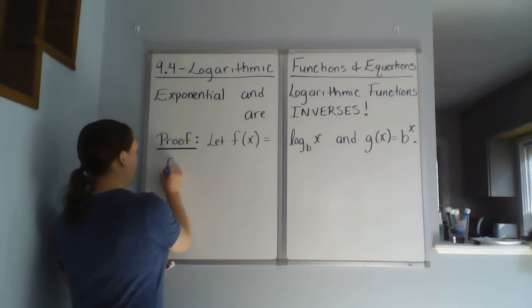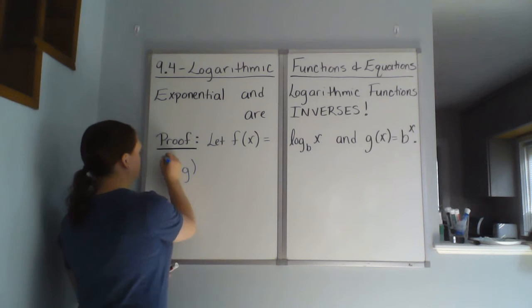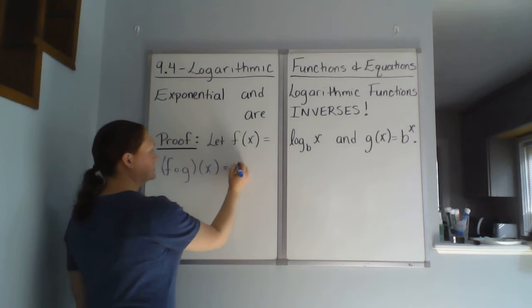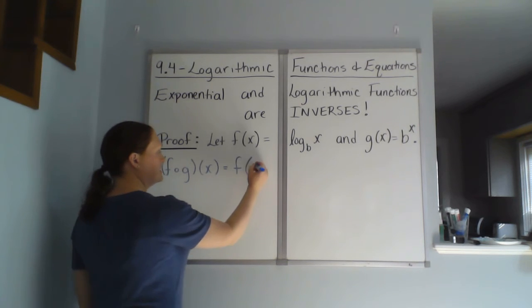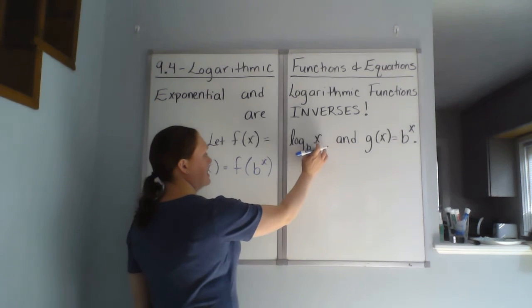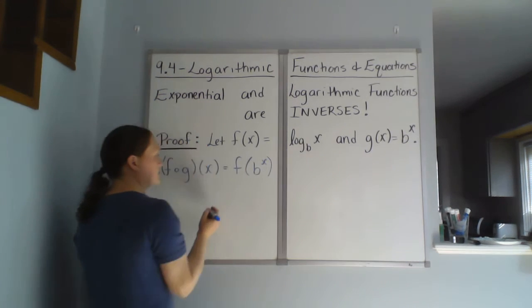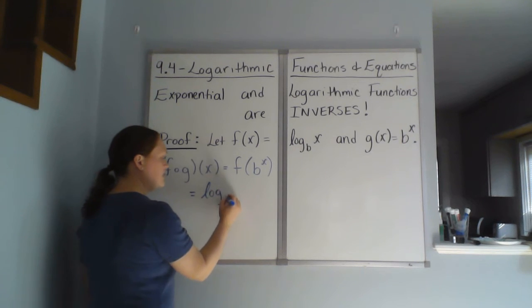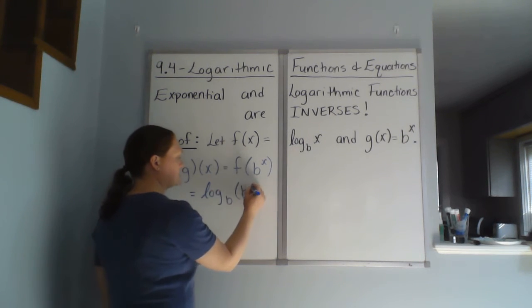So let's start with f of g of x. f of g of x means g of x is b to the x power. So in the log base b of x, we're replacing the x with b to the x. So now we have that this is log base b of b to the x power.